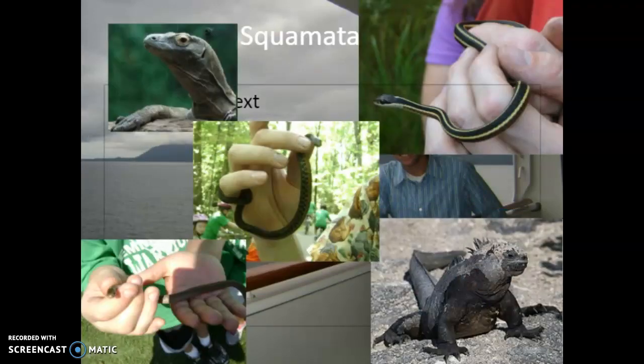Here are just a few sample pictures of Squamata. So you have a Komodo dragon. You have a sea iguana from the Galapagos Islands. You have a garter snake. And maybe another garter snake. Lots of garter snakes.